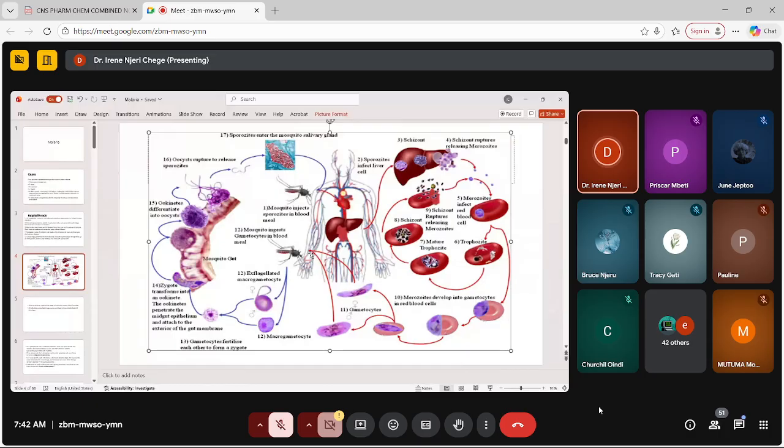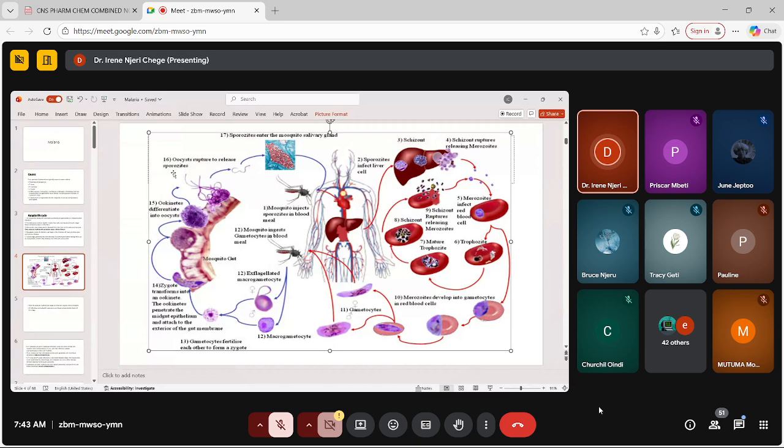And from there, these zygotes can form ookinetes, a part of the life cycle in the mosquito gut. The ookinetes can differentiate into oocysts. The oocysts can rupture to release sporozoites. And the sporozoites are what can be injected again into the human being through a blood meal. So are we together?